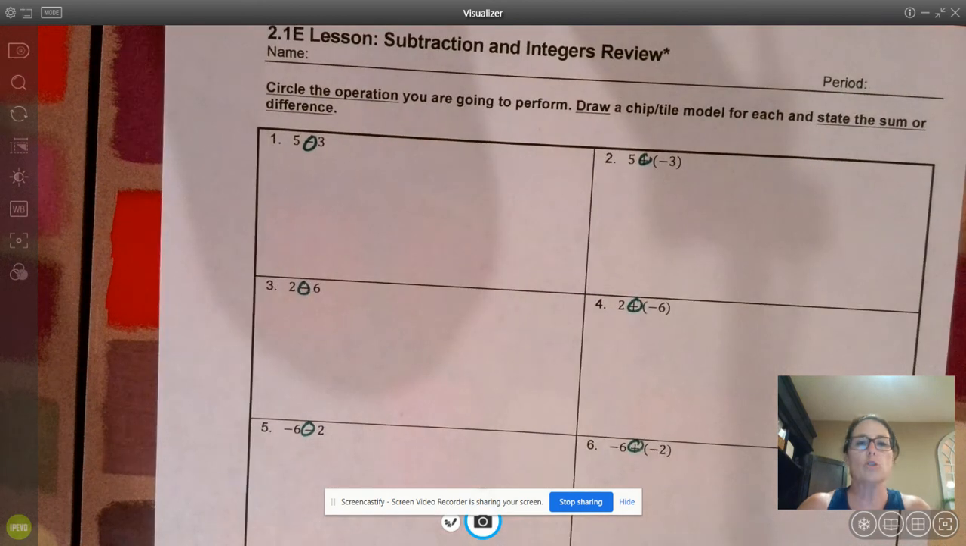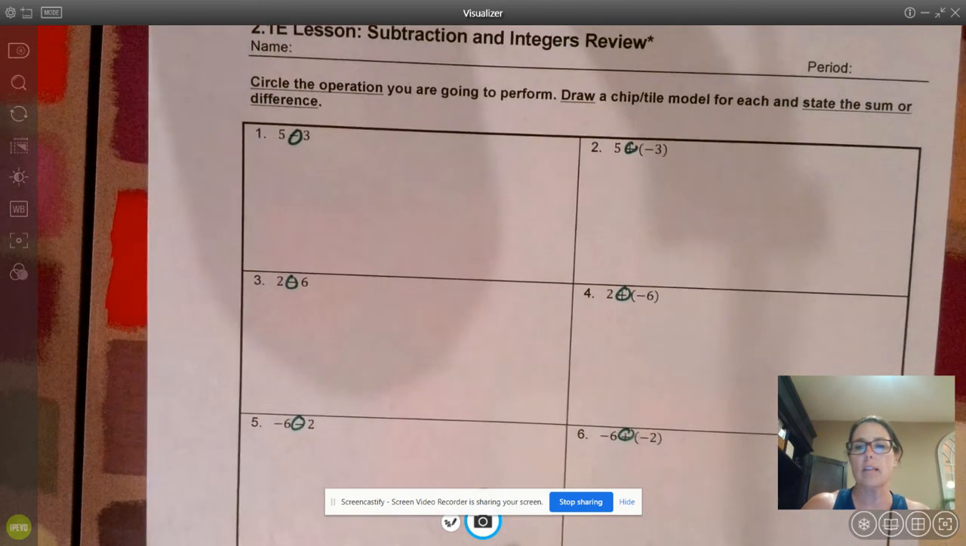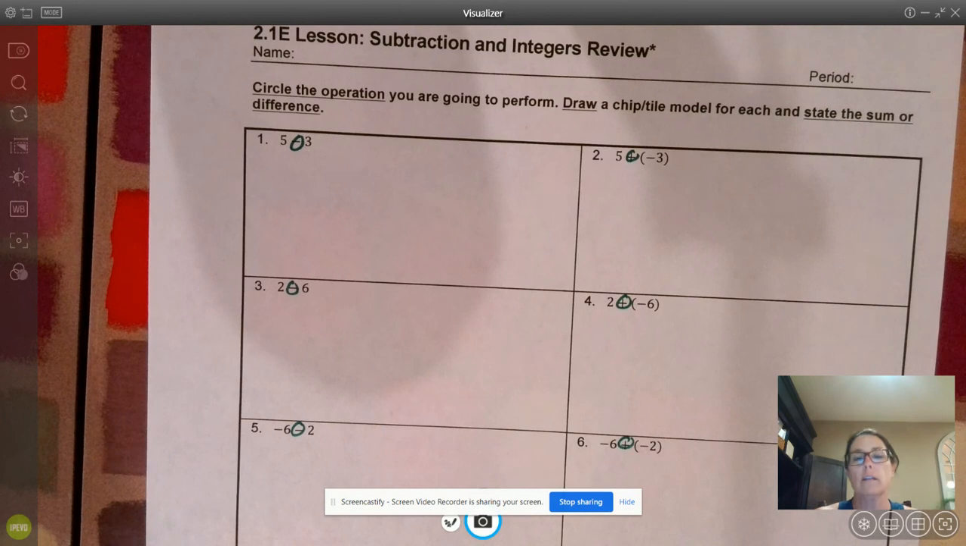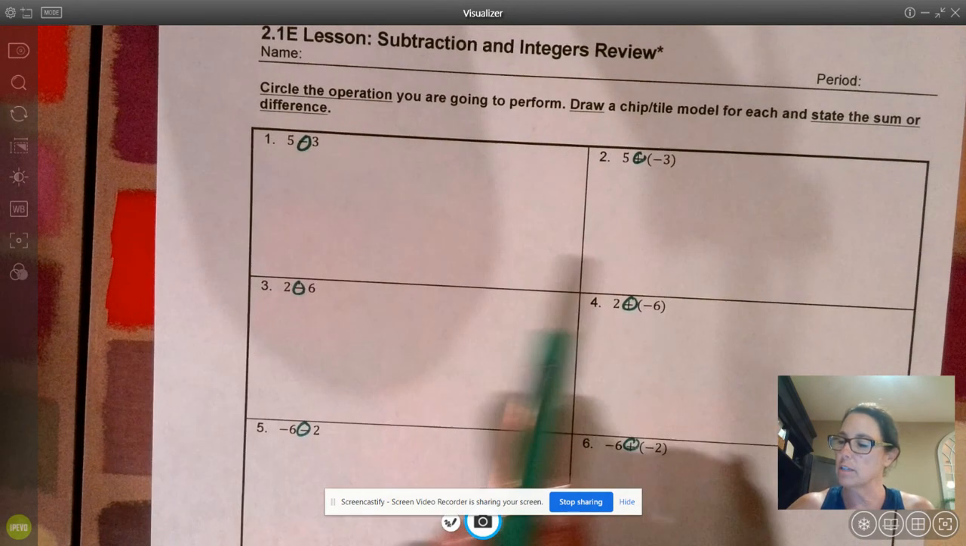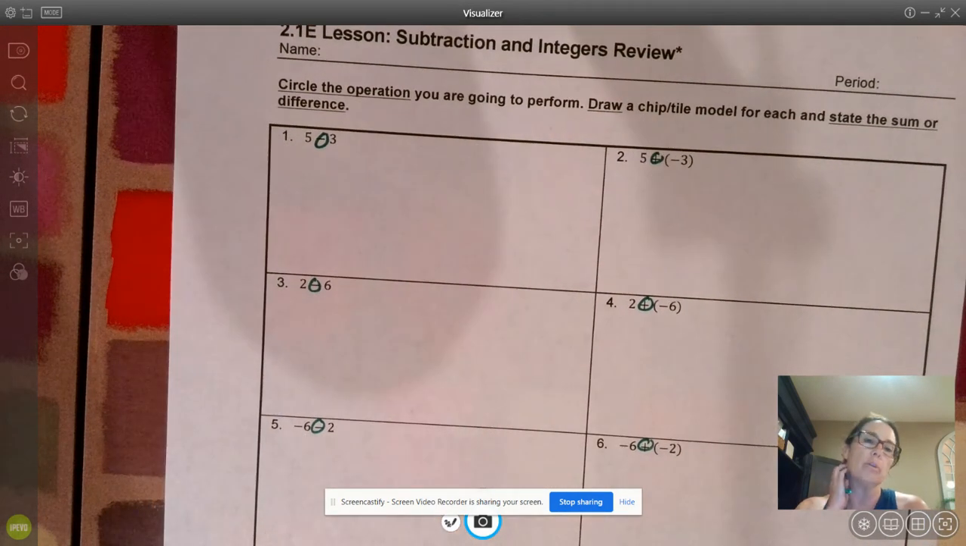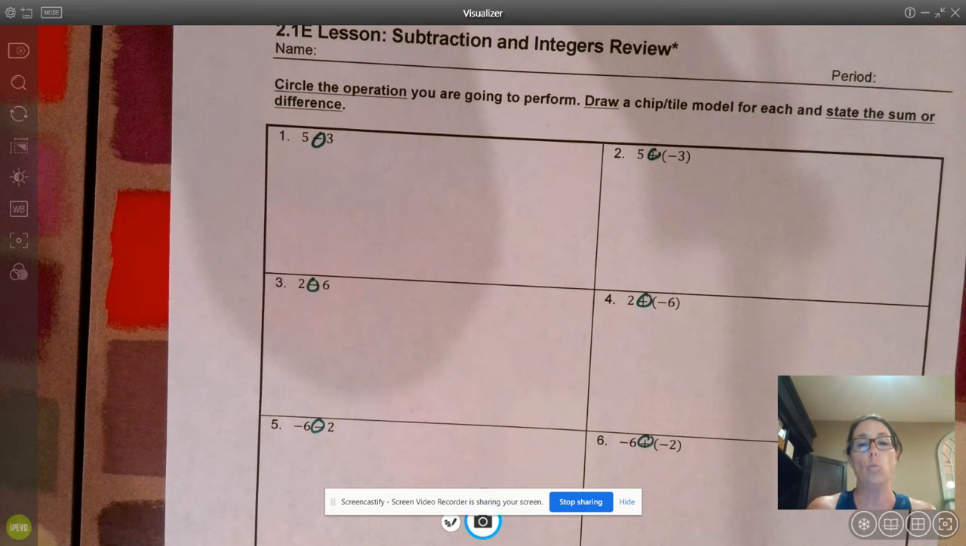Hey y'all, so 2.1e lesson, this is the last lesson of section 1 in module 2. Notice the directions say circle the operation, draw a chip tile model for each, and then state the sum or difference. Now I've got some that are a subtraction and some that are an addition operation. Very important to understand which ones are what so you know what you're doing as far as a chip model goes. They all kind of base off of how you speak them.